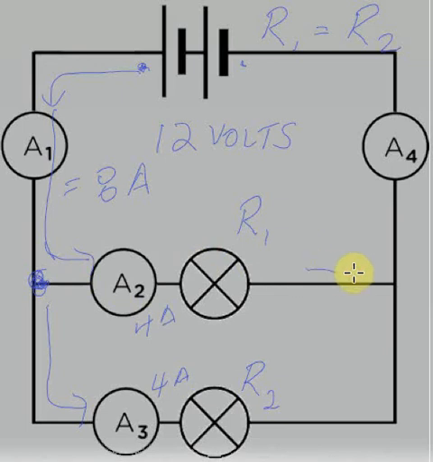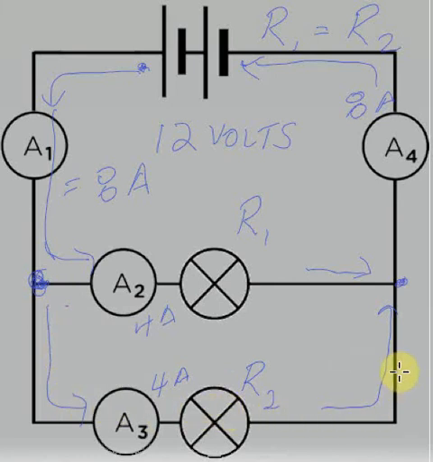So when the current comes through here at 4 amps and the current comes back up here at 4 amps, the current meets together, and what A4 will read is 8 amps. So 8 amps ends up leaving the circuit going through A1, 4 amps goes through this branch, and 4 amps goes through this branch here.